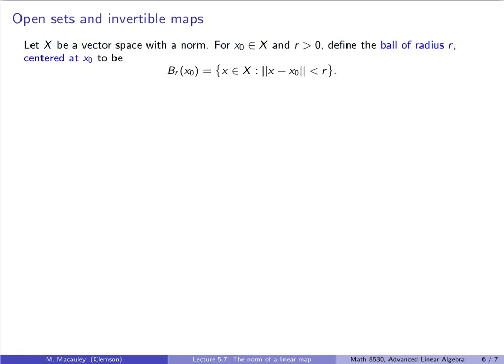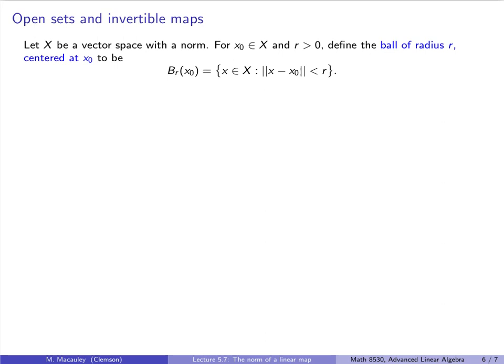On this slide, I want to turn our attention to the subset of invertible maps in the vector space of linear maps. This is not going to be a subspace because it doesn't contain the zero map, but I claim that it has a particular topological property, namely that it is an open set. If you haven't seen this before, don't worry about it. I'll catch you up here.